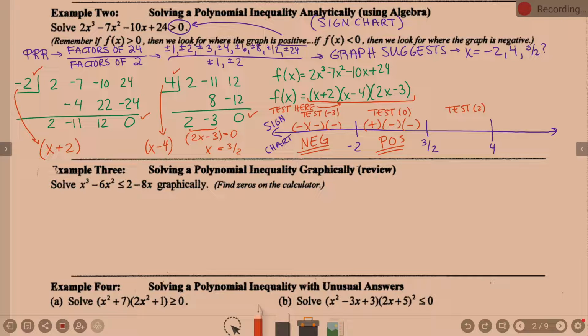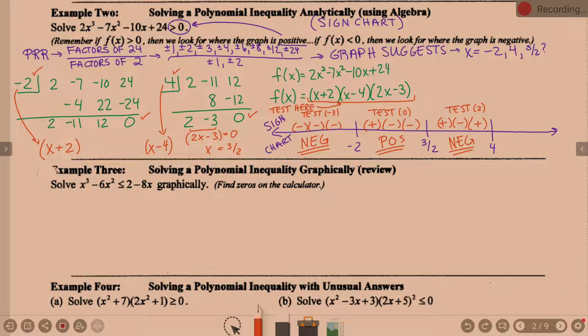I would do 2. I mean, your basic options are 2 or 3 unless you want to get fancy with a fraction. So let's see, 2 plus 2, when I put it in my first factor, is a positive. 2 minus 4 is a negative. 2 times 2 minus 3 is a positive. What's a positive times a negative times a positive? A negative.